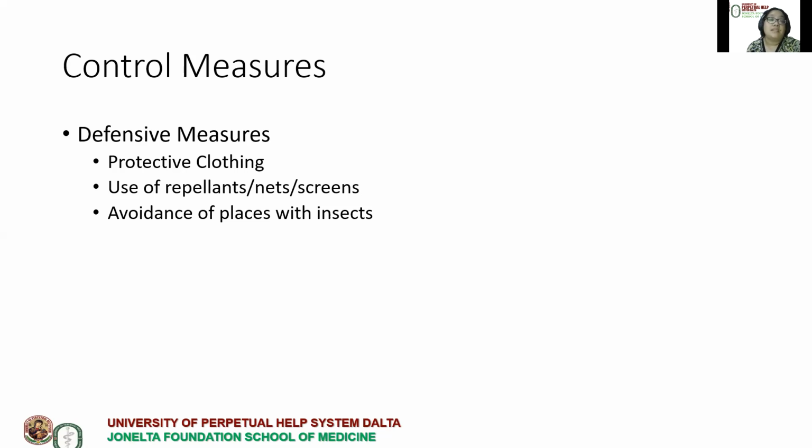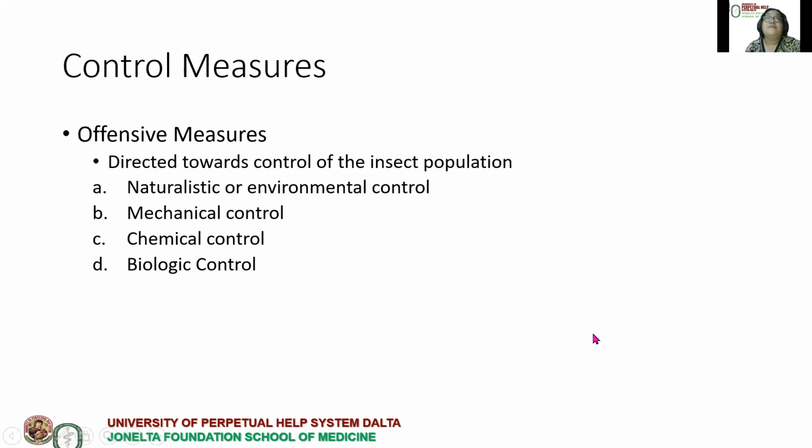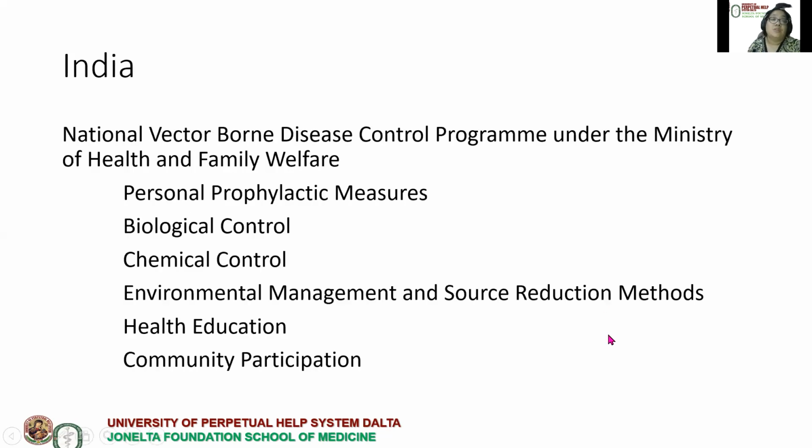Defensive would be protective clothing, use of repellents, nets, or screens, or avoidance of places with insects. Offensive measures would be directed towards control of the insect population, so it could be natural or environmental control, mechanical control, chemical control, and biologic control.